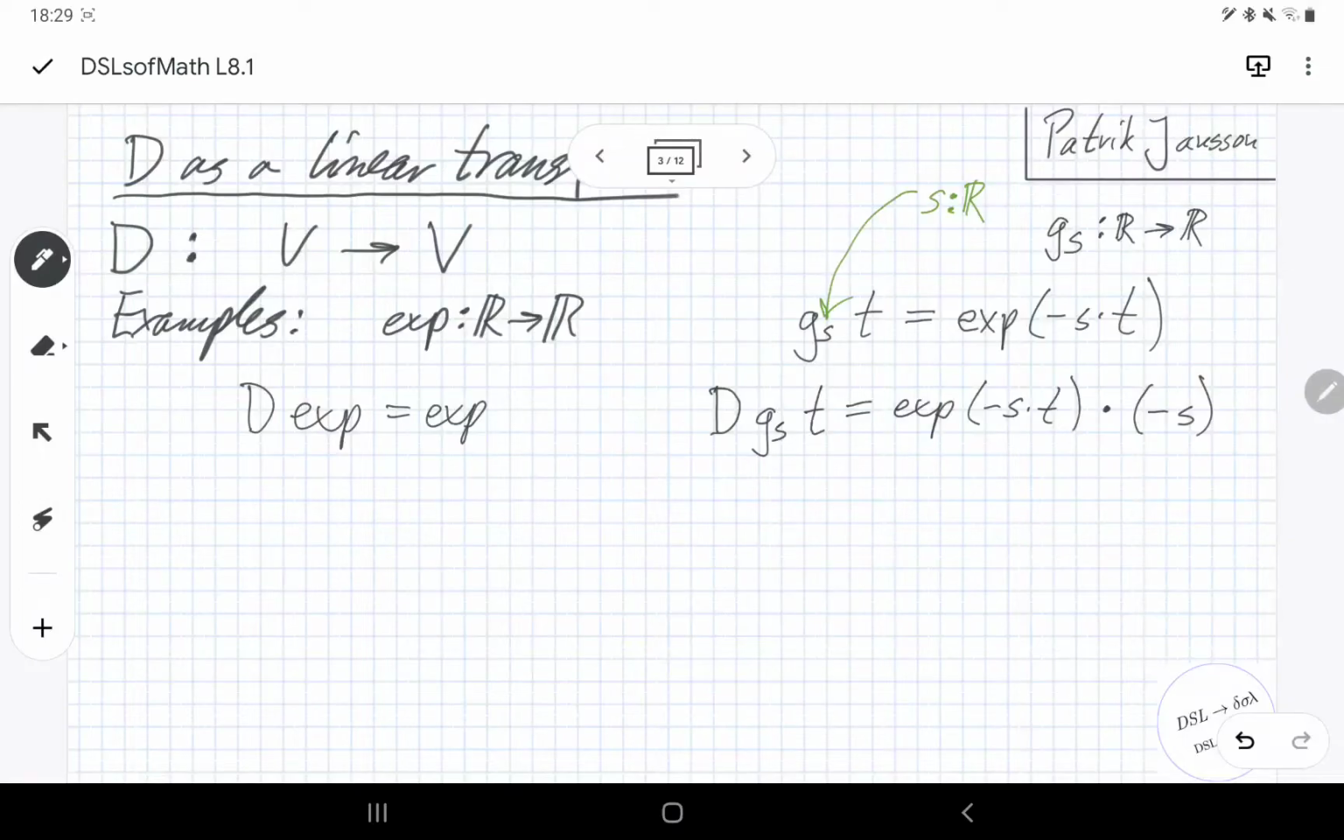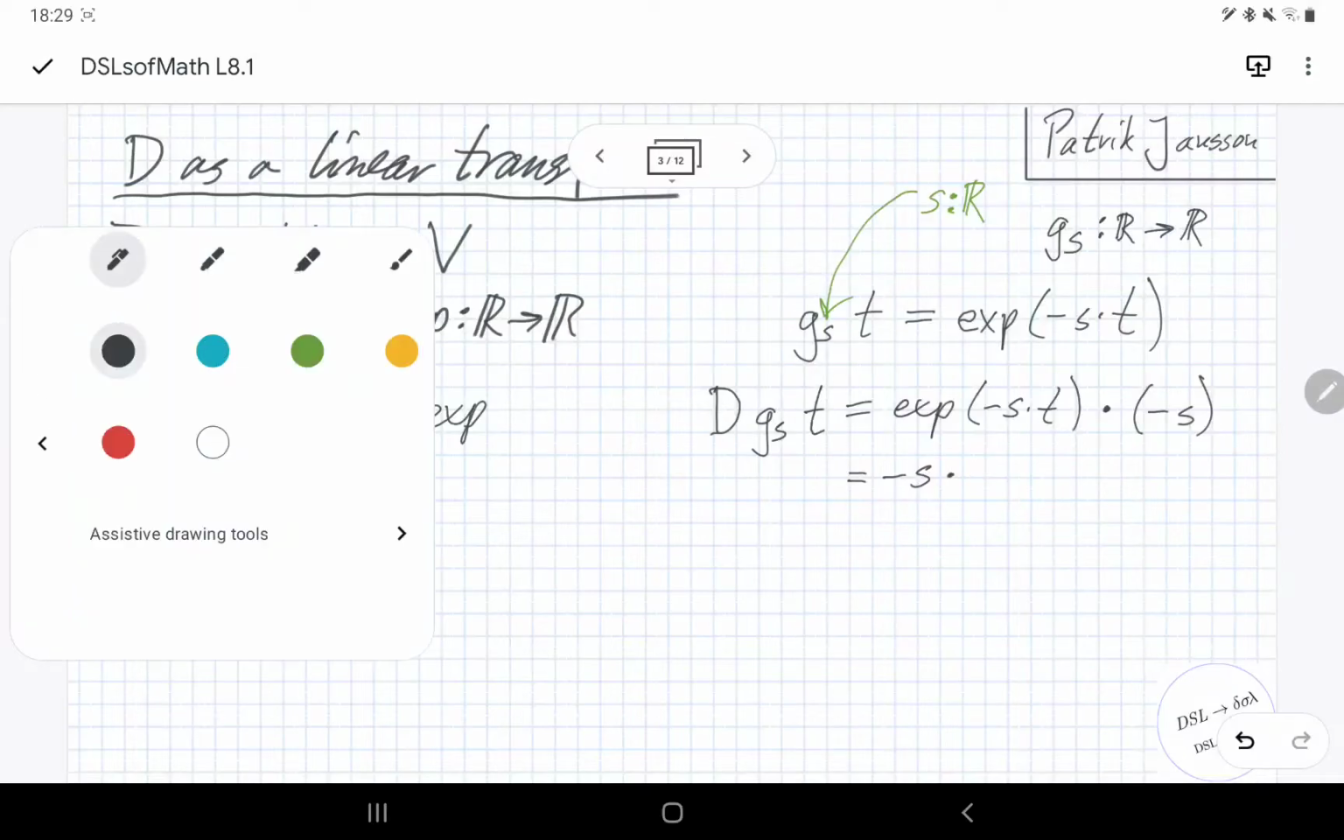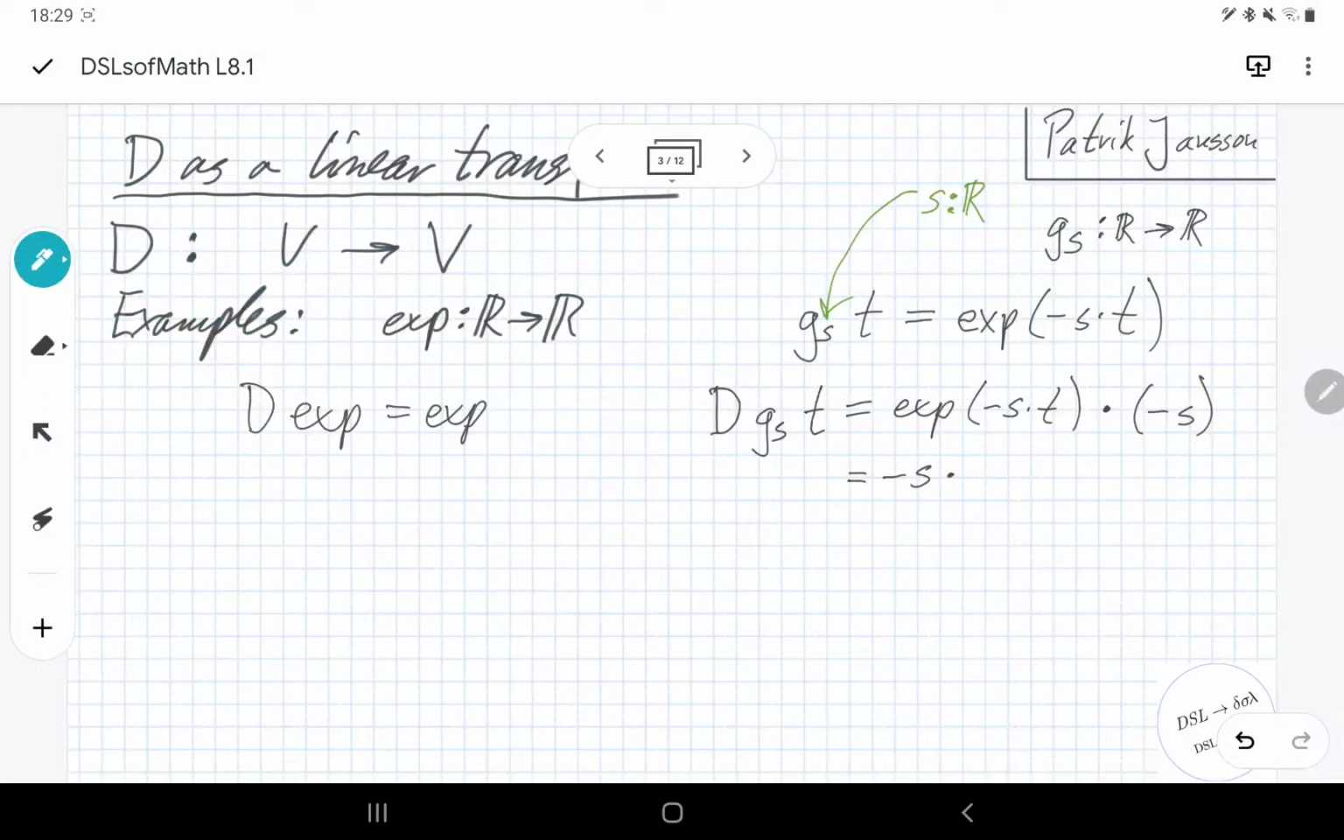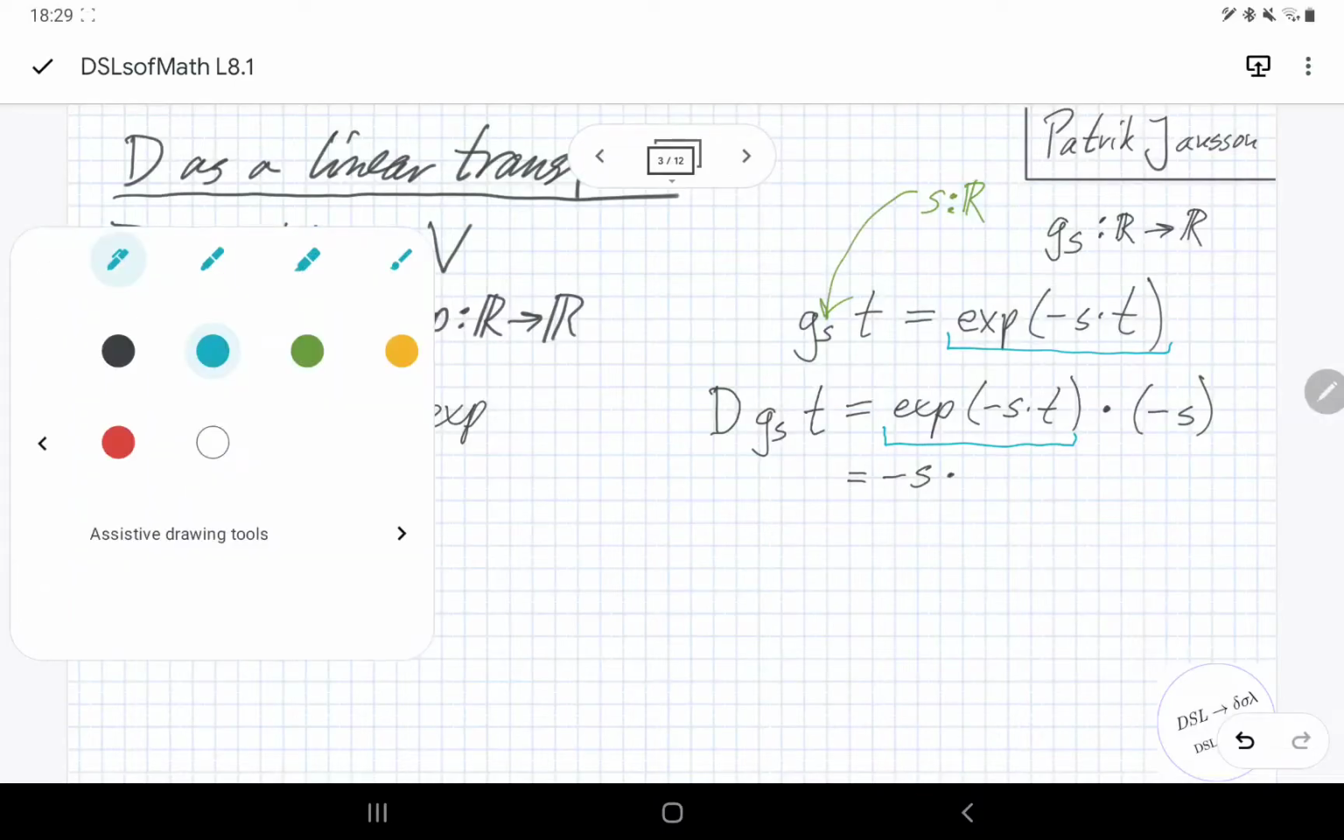Okay, so if we simplify this slightly, on the next line we can say this is minus s times, well, actually, minus s times what? If we look here what we've got, this first part is the same as we had before. So it's actually minus s times gs.